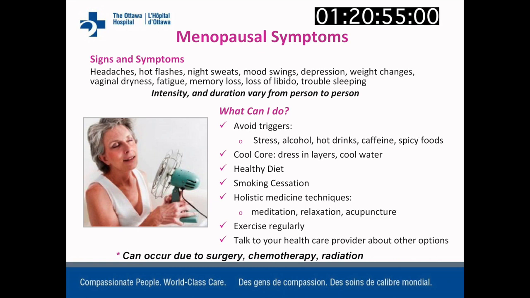Additionally, we know exercise lessens hot flashes, so the recommendation for about 30 minutes per day, even walking, might help decrease the intensity or duration of hot flashes. There is some evidence that things like yoga, meditation, acupuncture, and relaxation techniques are useful in either relieving or eliminating menopausal symptoms.